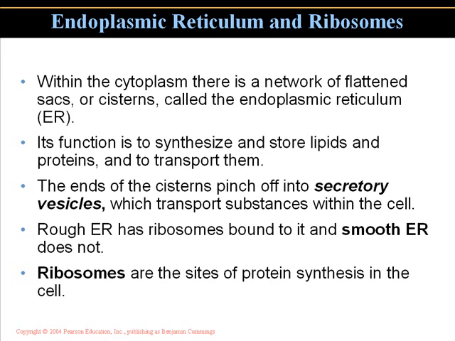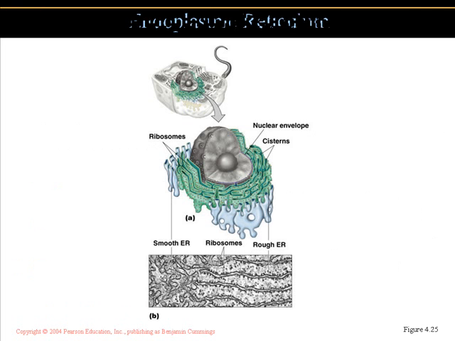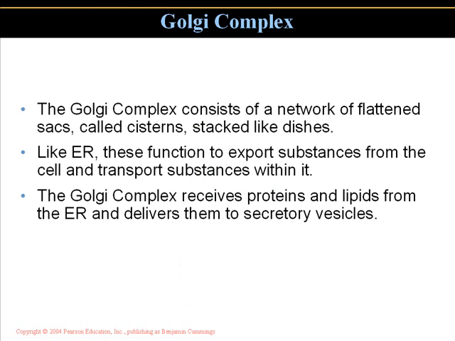Ribosomes are the site of protein synthesis in cells. This is an illustration of the endoplasmic reticulum as you can see it in electron microscopy. Remember, smooth endoplasmic reticulum lacks the ribosomes. The rough endoplasmic reticulum has the ribosomes, the site of protein synthesis. Smooth endoplasmic reticulum is involved in carbohydrate production, whereas the rough endoplasmic reticulum is involved in protein because of the presence of ribosomes.